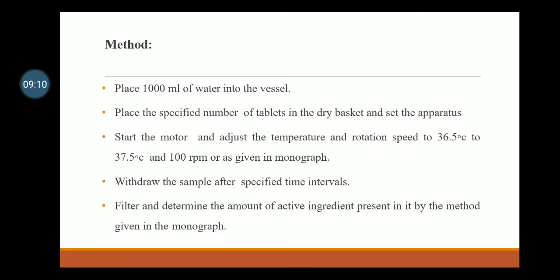Method: place 1000 ml of water into the vessel, place the specified number of tablets in the dry basket and set the apparatus. Start the motor and adjust the temperature and rotation speed to 36.5 degrees Celsius to 37.5 degrees Celsius and 100 rpm or as given in the monograph. Withdraw the sample after specified time intervals. Filter and determine the amount of active ingredient present in it by the method given in the monograph.